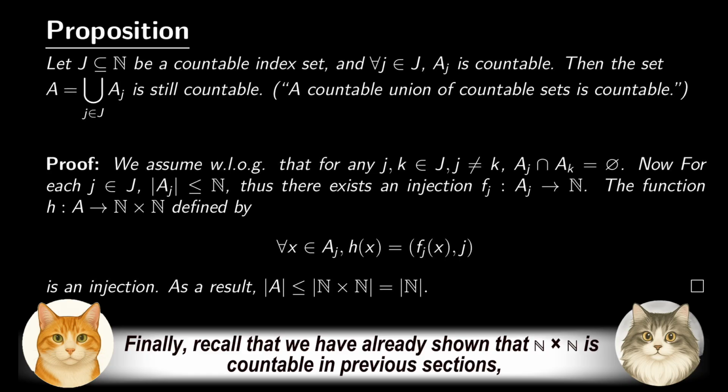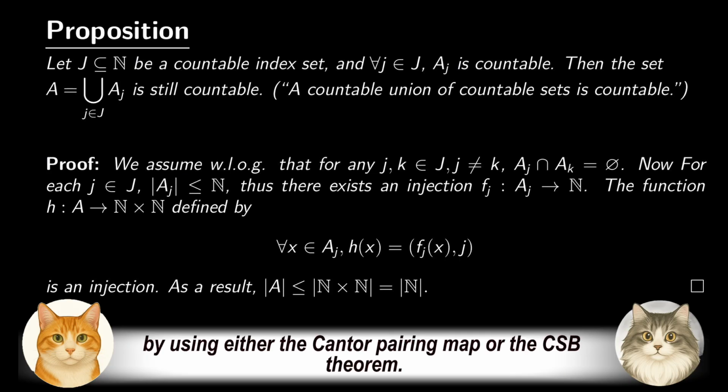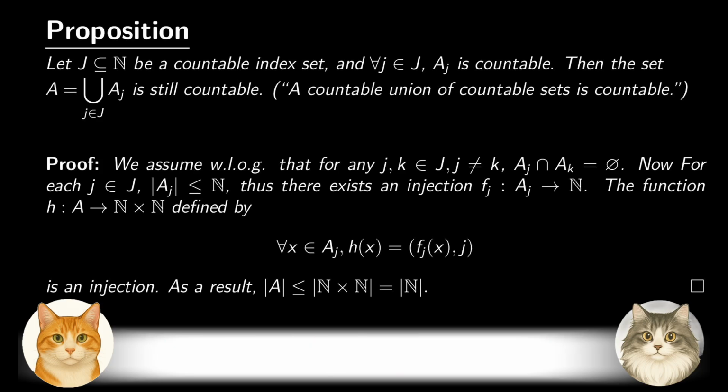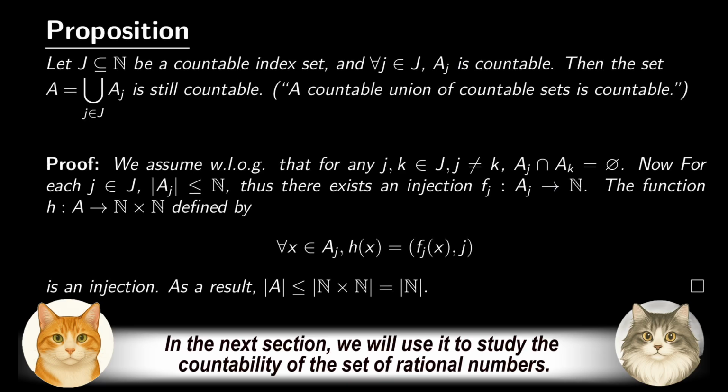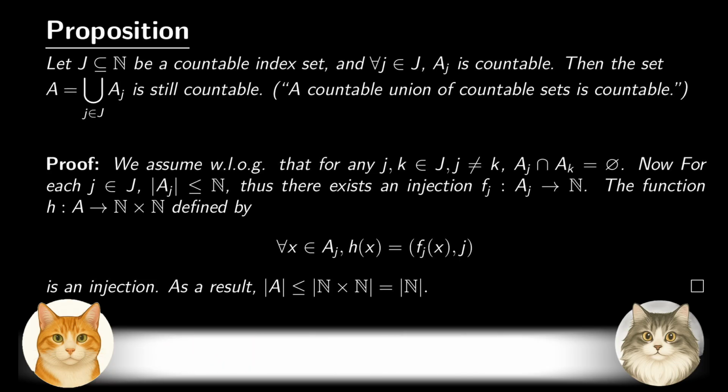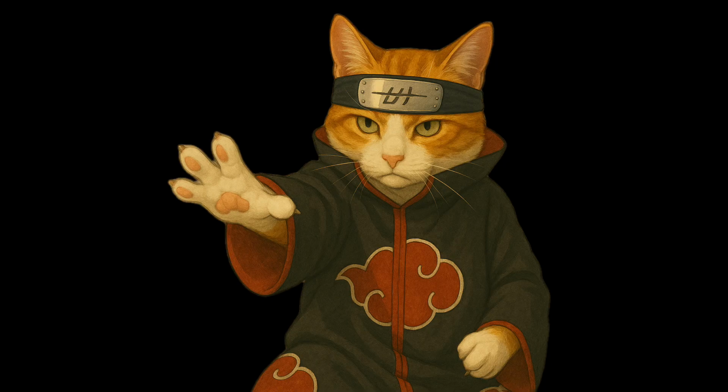Finally, recall that we have already shown that N times N is countable in previous sections by using either the Cantor pairing map or the CSB theorem. Thus, the proof is complete. This proposition is powerful in justifying the countability of given sets. In the next section, we will use it to study the countability of the set of rational numbers.